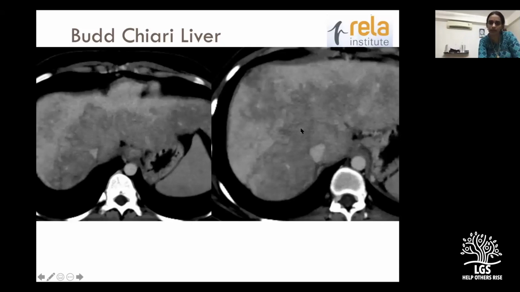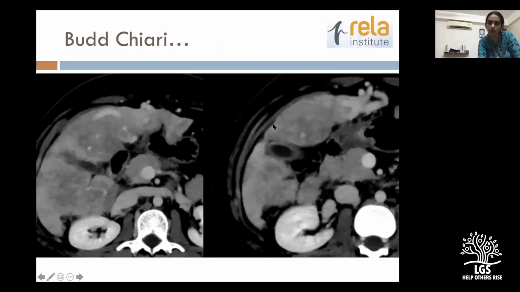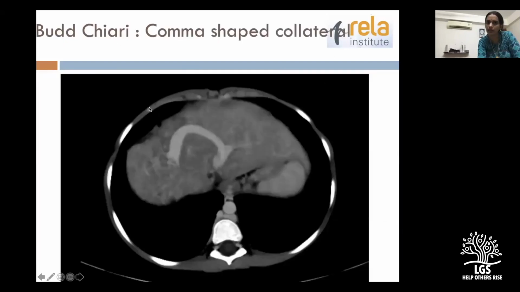mottled pattern of enhancement. And if you go down a bit, you can actually see that these venous collaterals are actually coming out of the liver here and draining into epigastric veins. Could you go back? Okay. So this is another case where you're having comma-shaped collaterals. This is a case where the left hepatic vein is patent and the right and middle are thrombosed. So there is a large collateral channel which is draining the middle and right hepatic vein into the left hepatic vein. That is a characteristic comma-shaped collateral. This is a different patient actually.